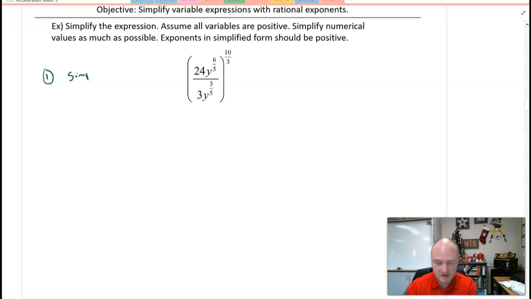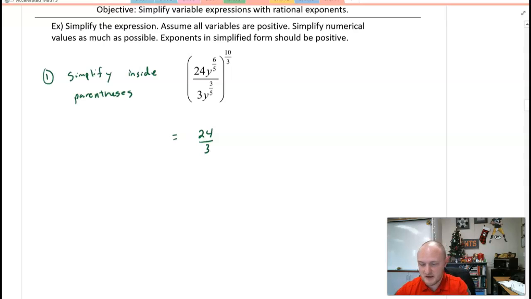Okay, so simplify inside parentheses. Okay, so that's the very, very first thing that you want to do. So notice that I have 24 over 3. So again, I'm going to work with the quotients first. And then I have y to the power of 6 over 5 and divided by y to the power of 3/5.